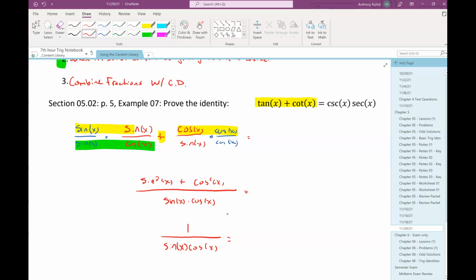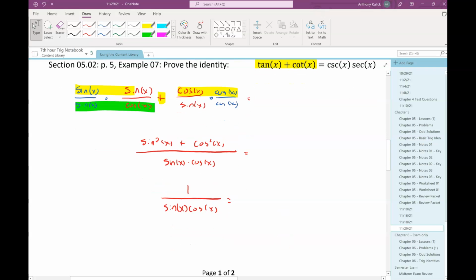So far, so good, everybody. So we've made quite a bit of progress, right? Now we're down to a single fraction. That's good. So we have 1 over sine x times cosine x. What do I want to do with this? Yeah. So we can think about this as the product of two separate fractions. And 1 over sine is cosecant, and 1 over cosine is secant. Good. And that is what we wanted, right? So we're done.